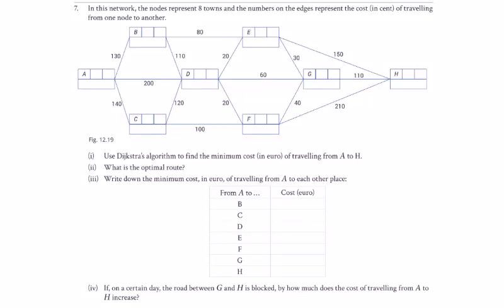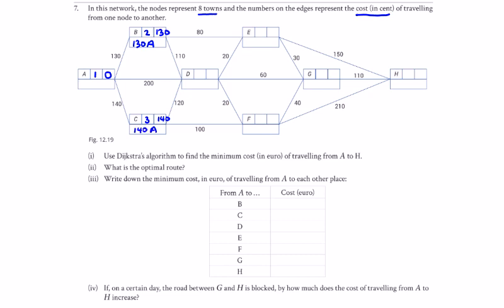This question deals with 8 towns, and numbers on edges represent cost in cent of traveling from one node to another. So if we put A in position 1, we don't have to add anything to get there. To go to B in position 2, we'd have to add 130 to get from A. For C in position 3, we'd have to add 140, so it would be 140 to get from A.